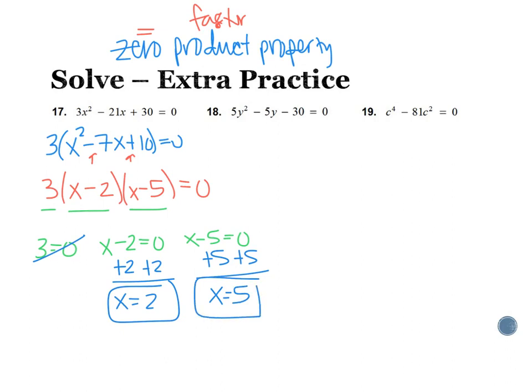Okay, as a little heads up, you will have as many answers as your highest degree. In this case, my degree was 2, and hence I had 2 answers. Why don't you pause and see if you can do 18, and then we'll resume and do 19 together.